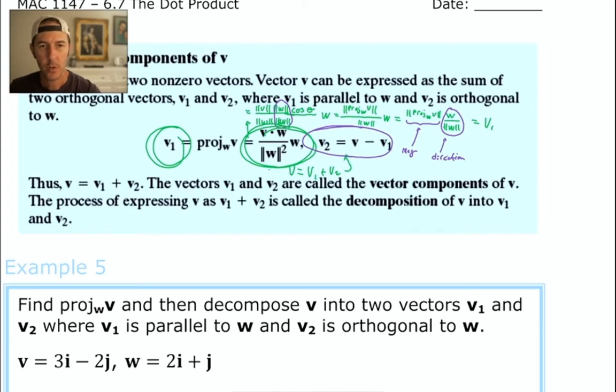Thus, v equals v1 plus v2. The vectors v1 and v2 are called the vector components of the original vector. Our original vector was going in some random direction. v1 and v2 are, interestingly, orthogonal to each other. The process of expressing v as v1 and v2 is called decomposition, or vector decomposition.